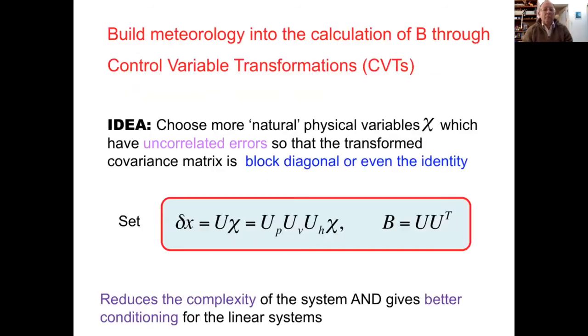So what do we do? Well, what the Met Office and other meteorological centres do is try to get an understanding of the errors that you might make through a series of what are called control variable transformations. What a control variable transformation does is try to produce what they call more natural physical variables, which have uncorrelated errors, so that the covariance matrix is block diagonal or even the identity. That makes it much easier to work with, much easier to estimate the terms, and gives better conditioning. So you try to build up some sort of transformation between your natural physical variables and the actual physical variables through a series of multiplications by transformation matrices. And that's then how you build up your covariance, through knowing what those are.